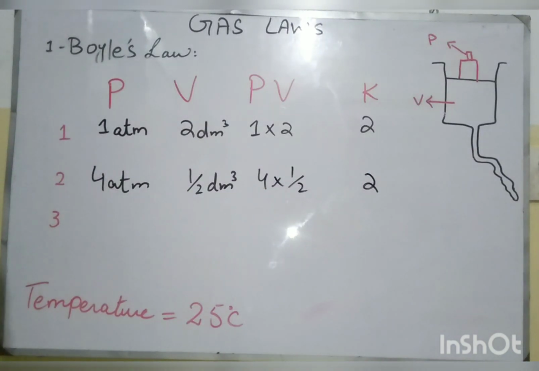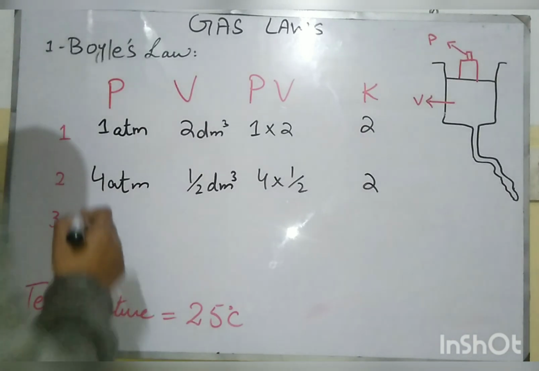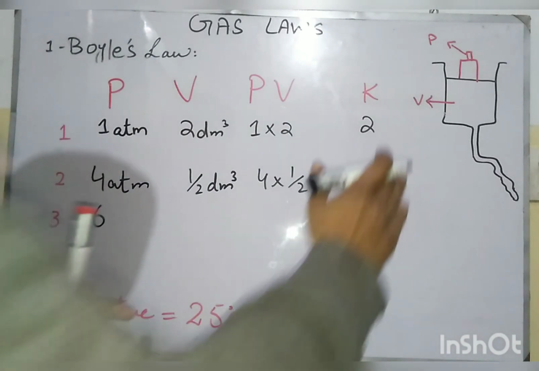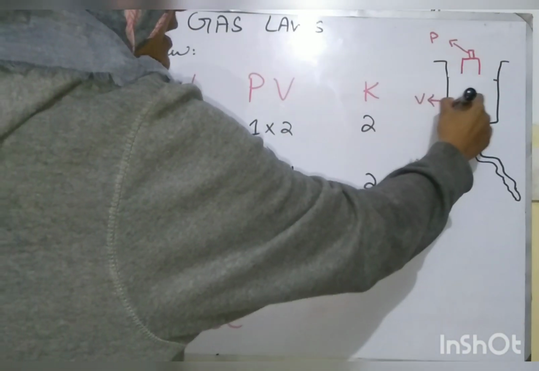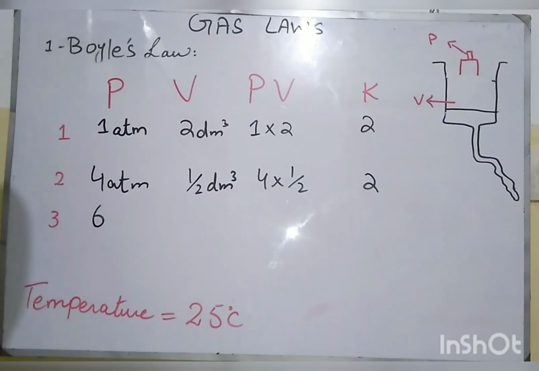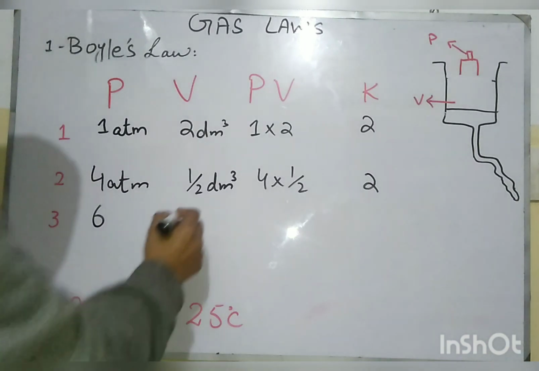Similarly, in the third case, when we apply more pressure, the pressure becomes 6 atmosphere, and by applying more pressure, the volume will decrease further. So the volume will be reduced and the third volume will be 1 by 3 decimeter cube.